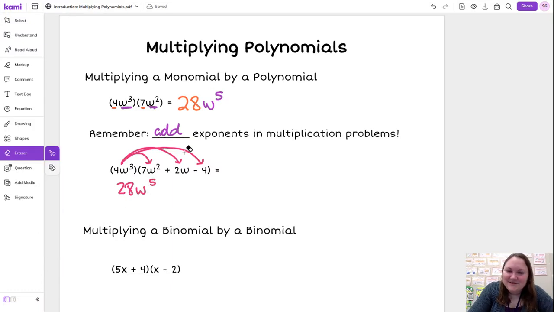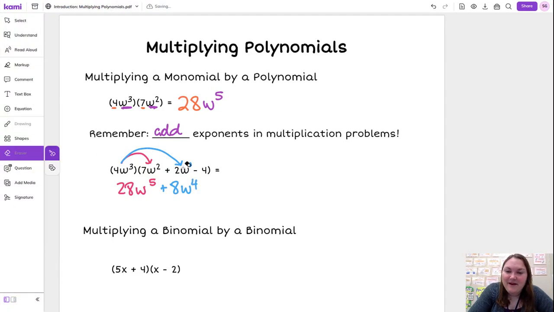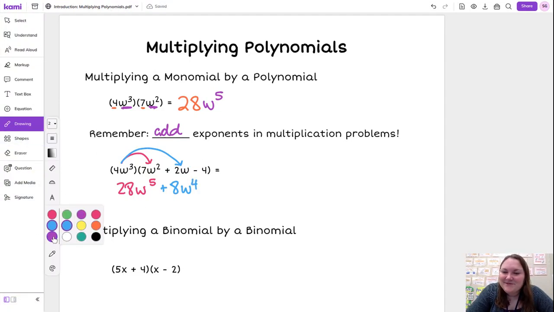When we do the second multiplication problem, I'm going to color code everything. We'll go through it the same way. 4 multiplied by 2, my numbers, that gives me 8. And then for our variable, we want to add those exponents. So that's 3 plus 1. That gives me w to the 4th power. And then our final multiplication problem, 4w cubed times that minus 4. Well, 4 multiplied by negative 4 is negative 16. And then there's no other w to multiply it with, so I only copy w cubed.